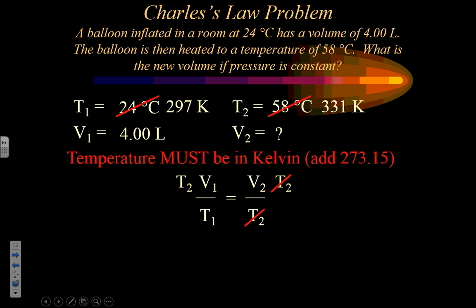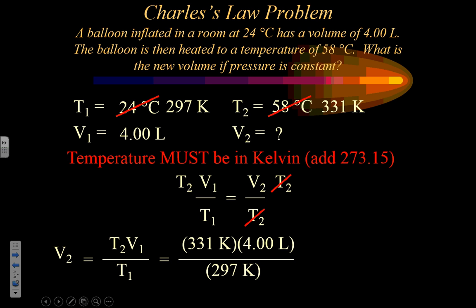Now the T2s on the right would cancel. Since I did the same thing to the left, I maintain the equality. And that means V2 is going to equal T2 V1 over T1. Remember, this is not optional. On the homework, you have to solve it for variables before plugging in the numbers. Now I can pull my numbers from the variable table, and I can set up my math problem. 331 times 4.00 liters divided by 297. That's going to give me that number in the calculator.